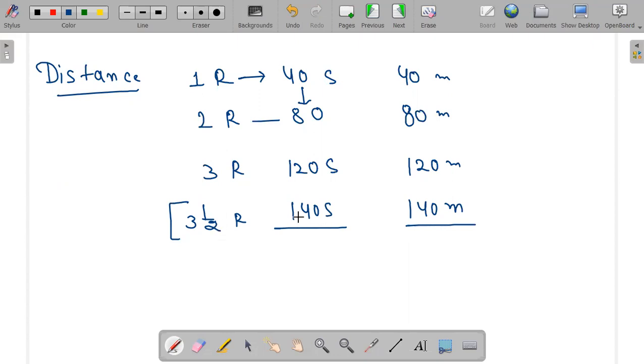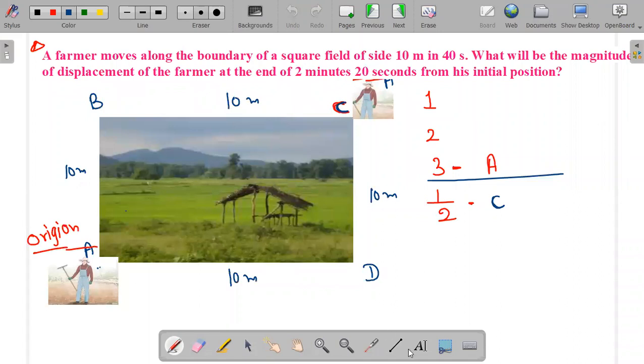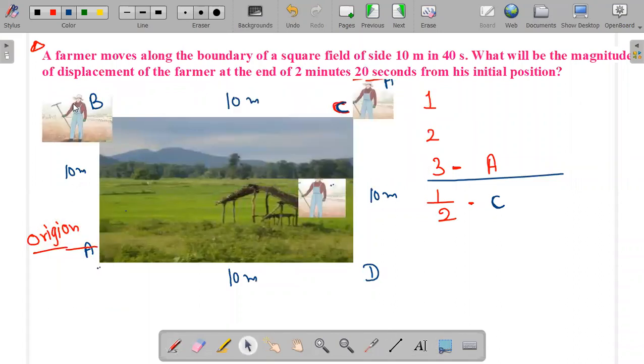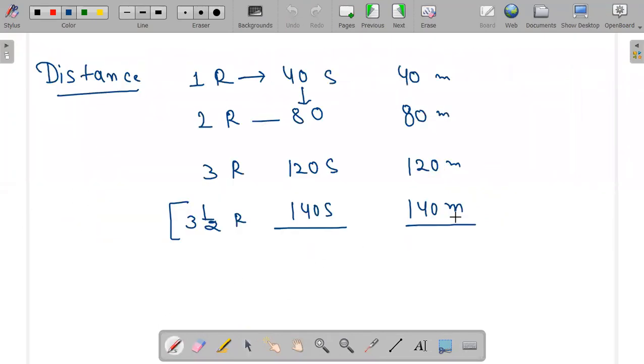So you have to know the total distance he traveled, the total distance he took. The total distance is the first round, again the second round, again the third round, and again the half round. So the total distance is actually 140 meters.